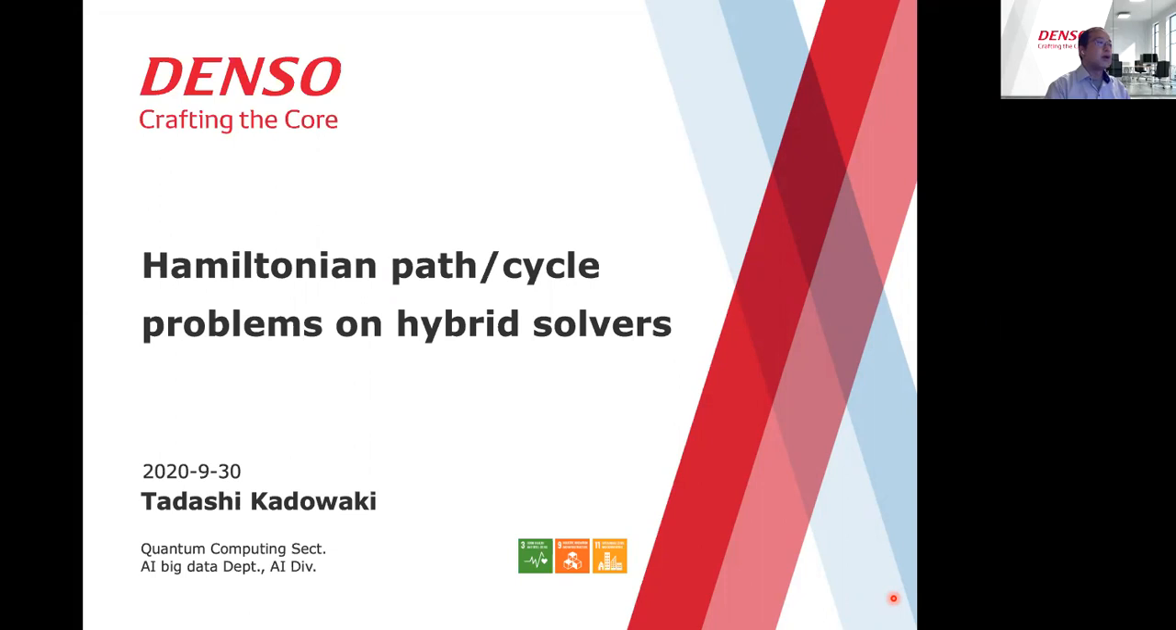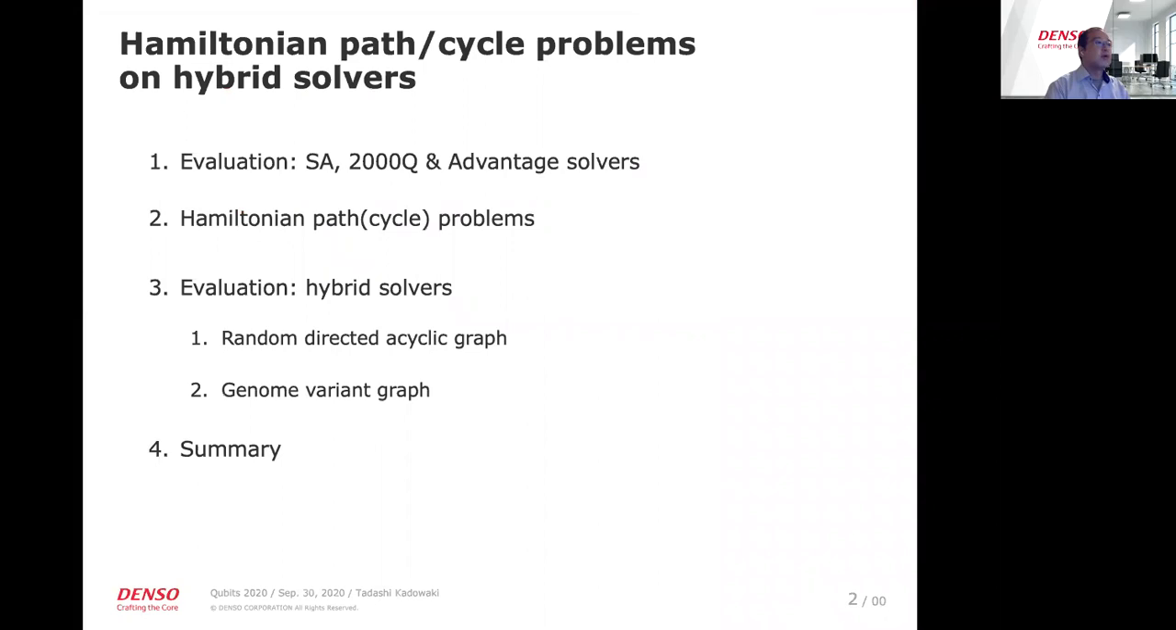I will talk about Hamiltonian path cycle problems on hybrid solvers. In this talk, I will first evaluate Advantage and other solvers. Then I will explain Hamiltonian path cycle problems. After that, I will evaluate hybrid solvers with random directed acyclic graph and genome variant graph. Finally, I will summarize my presentation.